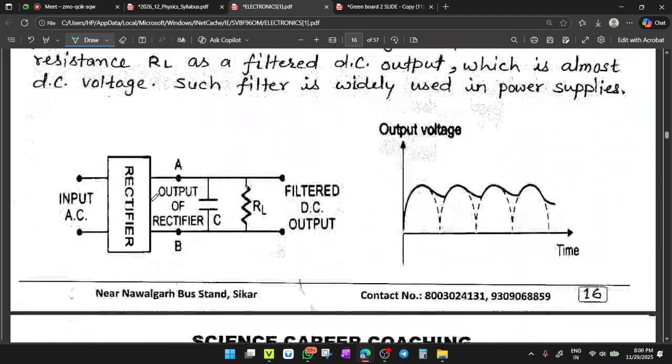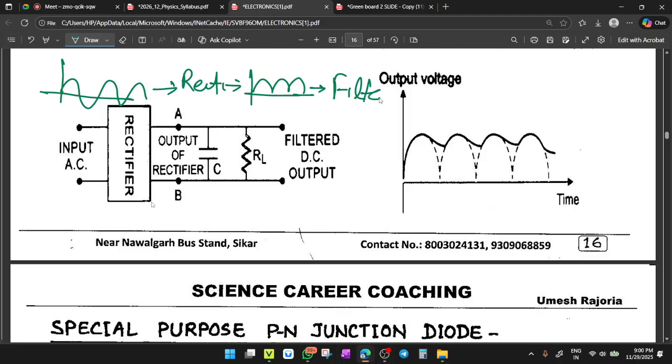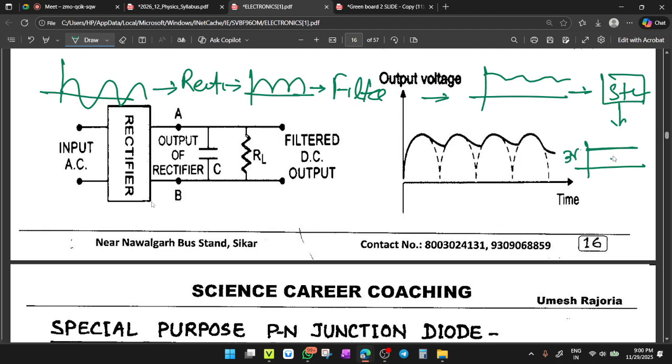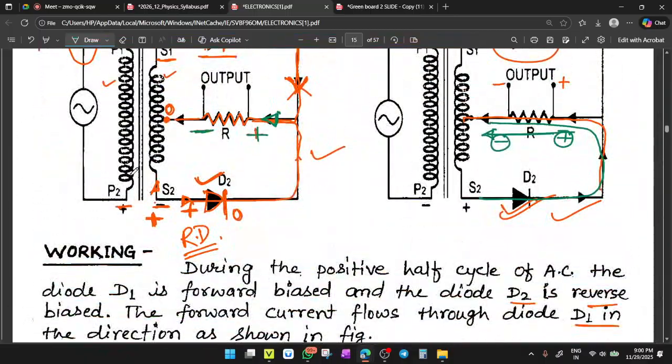Then by using a filter circuit, you will have a voltage like this, like the input voltage is like this. But you use a rectifier, and after the rectifier you have a pulsating DC. But after that you will use a filter. So by the use of the filter, you have a current like this. Then finally, you have to use a stabilizer. This will stabilize your voltage, and you have a final DC voltage of 3 volt. Now you can plug in your charger and recharge your mobile. So this is your full wave rectifier. Clear?